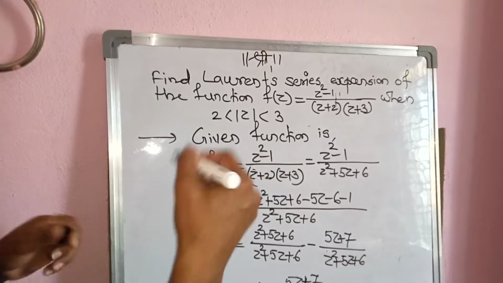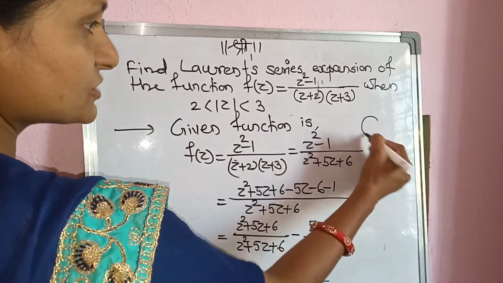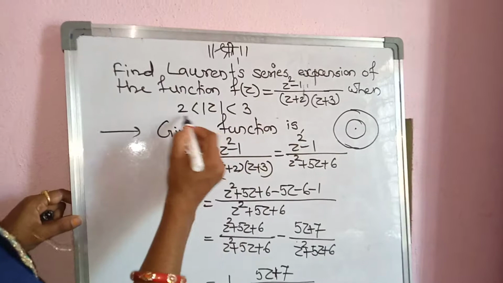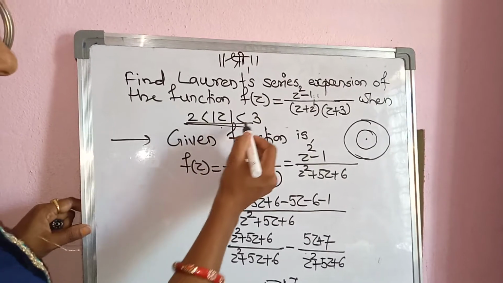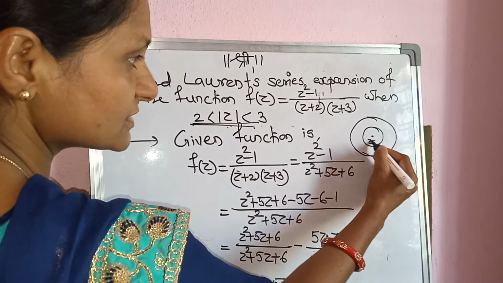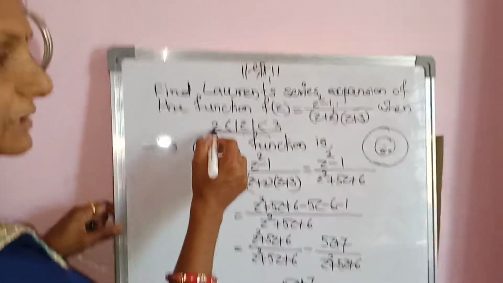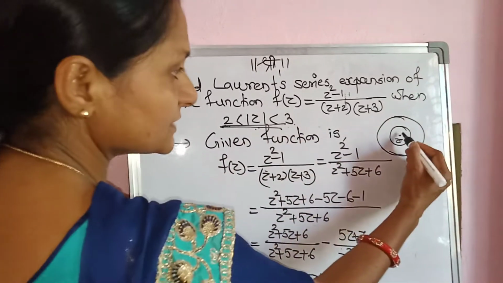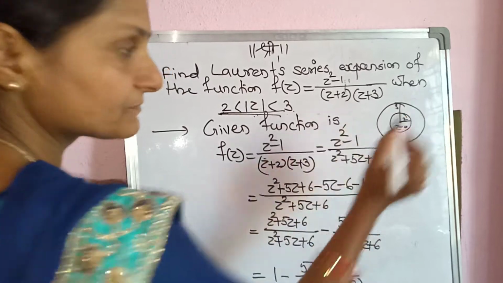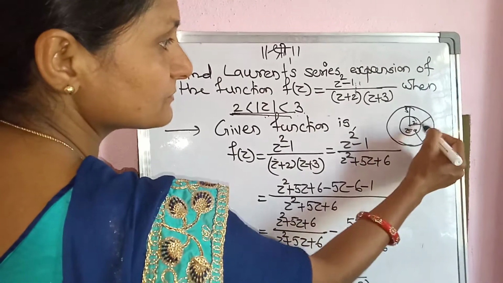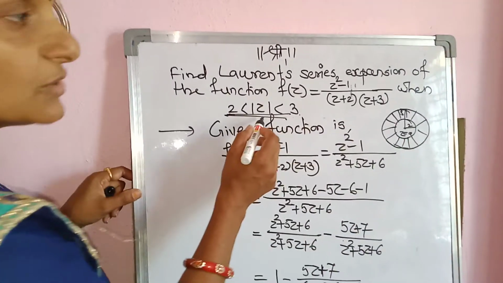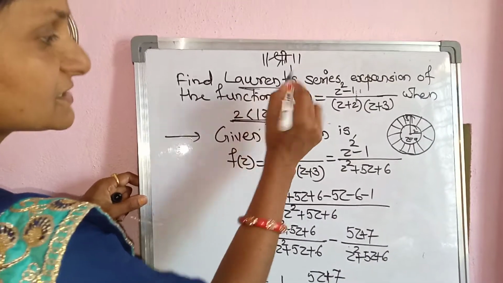Observe that whenever you find the Laurent series expansion, you are expanding the function within two circles. The region is 2 less than mod z less than 3. That means it is a circle with center at z equal to 0, with the minimum radius as 2 and maximum radius as 3. So within this ring, the part between the two circles, you want to expand the function in the form of a Laurent series.